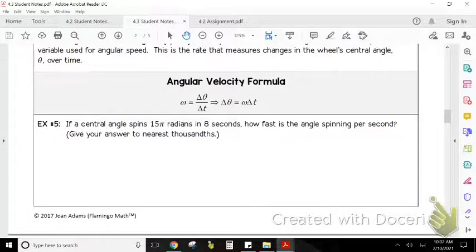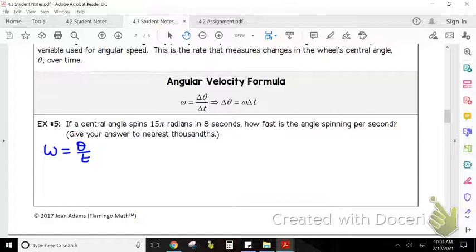All right, so it gave us our central angle. It told us the central angle spins 15 pi radians. Now, what are we after? How fast we're going, that is omega. So if we're after omega, we're going to use the fact that omega is equal to theta over time.